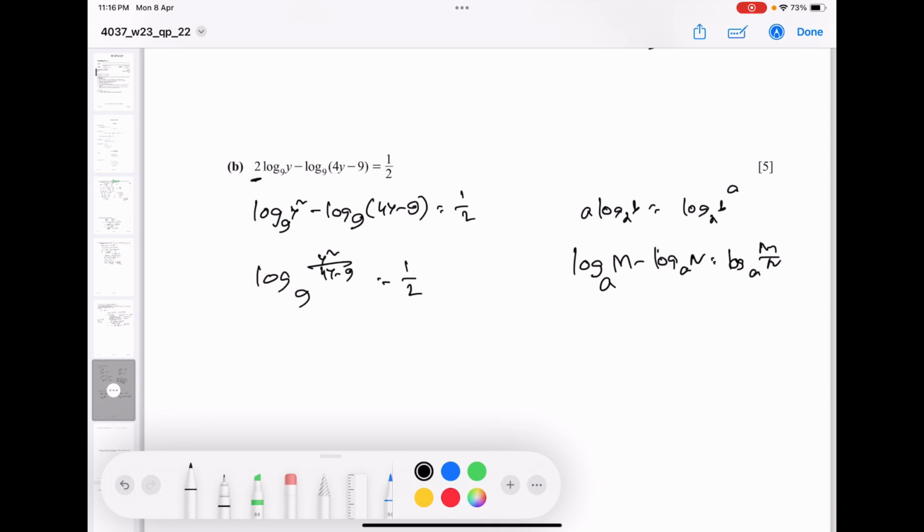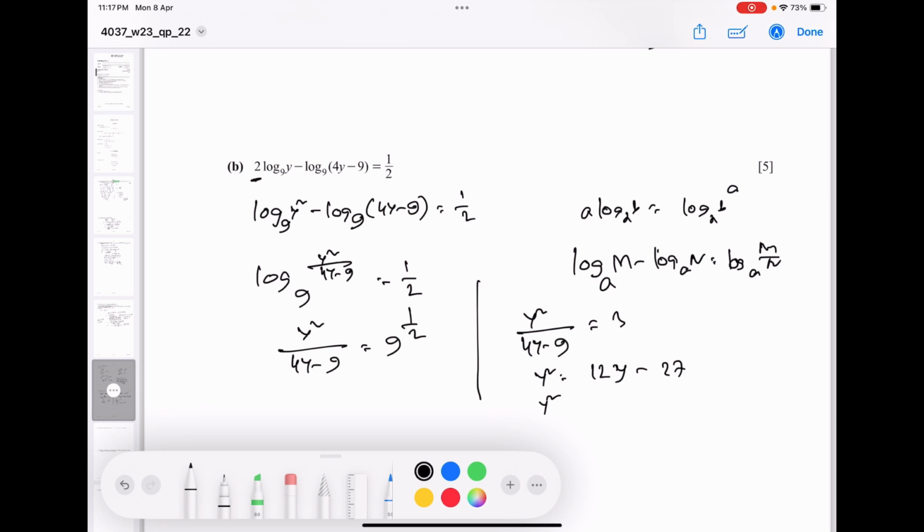And then if you remove the log, it will be y squared over (4y minus 9) equals 9 to the power half. 9 to the power half means the square root of 9, so that is 3. So y squared over (4y minus 9) equals 3. So y squared equals 3 times 4y, that is 12y, minus 27. Now y squared minus 12y plus 27 equals 0.